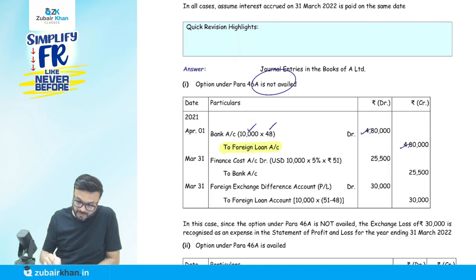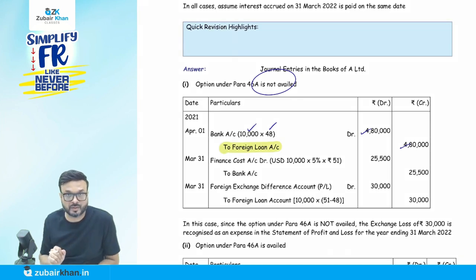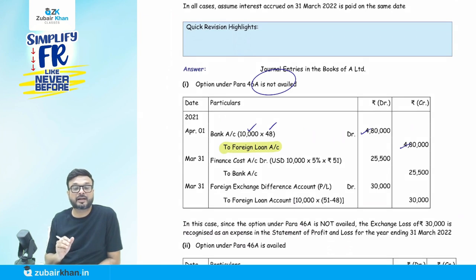At the balance sheet date, before we record the exchange gain or loss, we have to pay the interest that year. So the finance cost account will be debited, or interest account debited. In the financial statements, we call it finance cost. So 10,000 is the dollar amount, 5% is the rate of interest, but we have to multiply with the exchange rate.